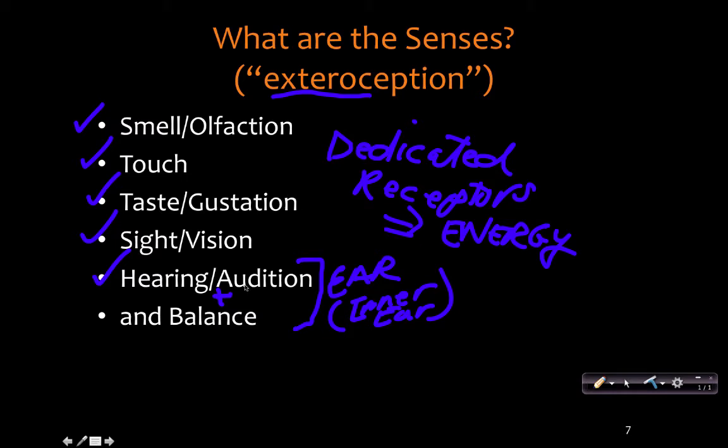We only pick up some energies, and we only pick up with our receptive structures, and we only pick up those energies within certain ranges. So in many respects, we have a limited capacity to sense what's happening in the world.